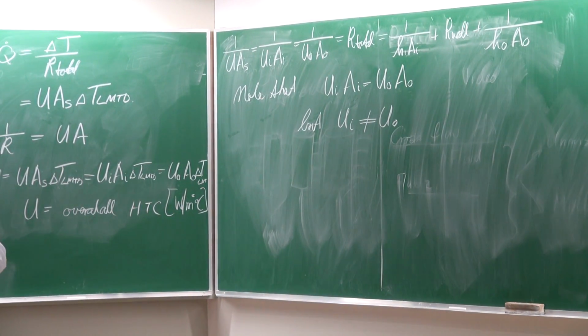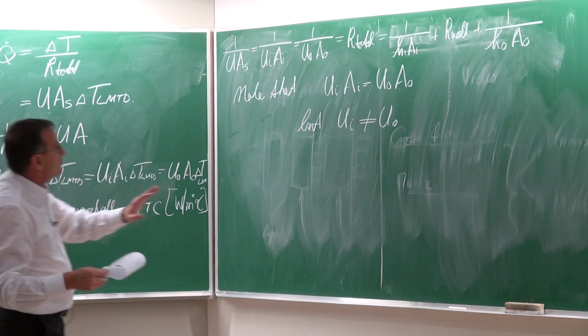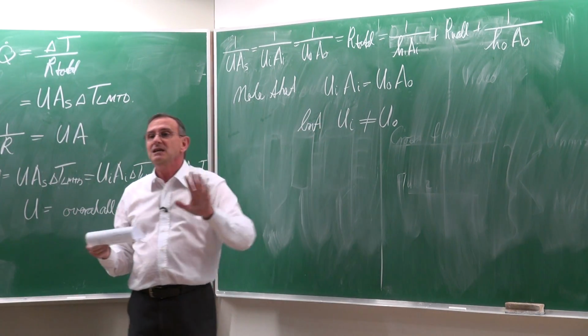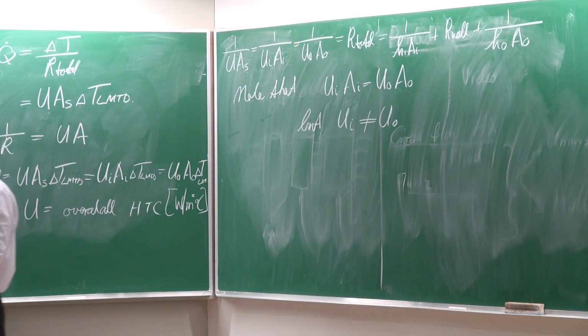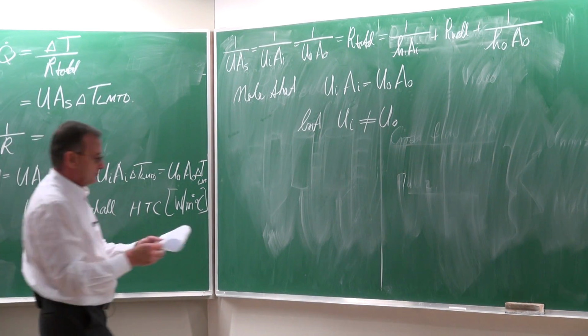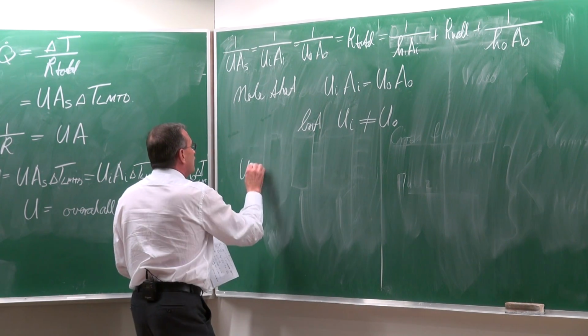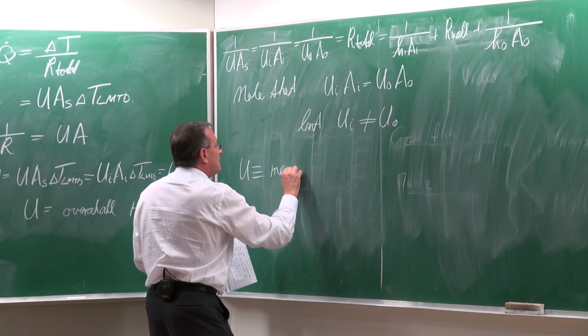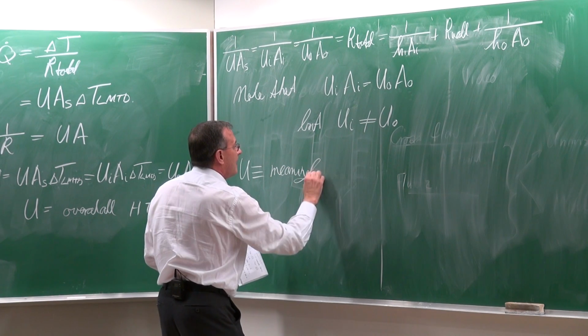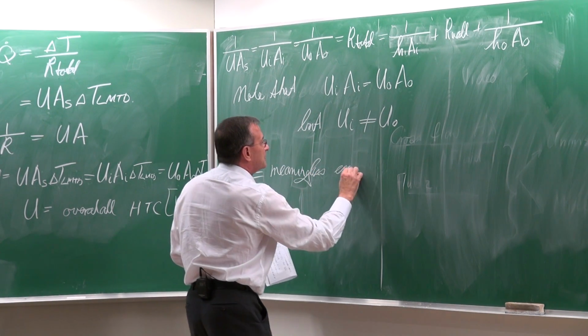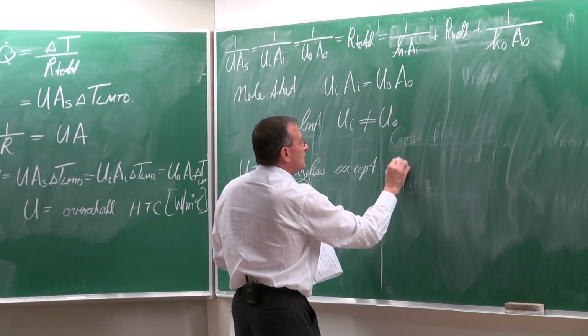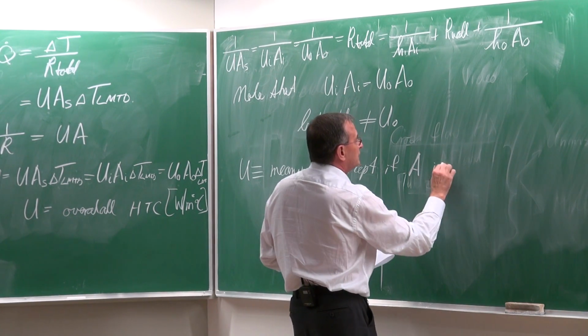Okay. Now why? So the overall heat transfer coefficient is meaningless except if the area is defined. It's very important. U is meaningless except if area is defined.